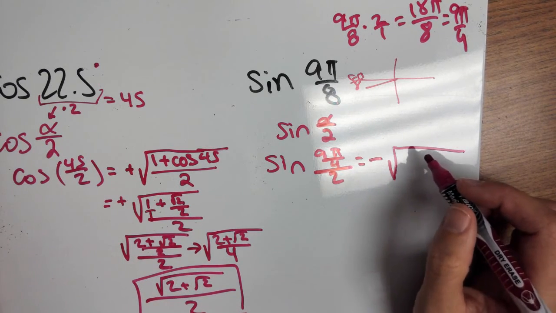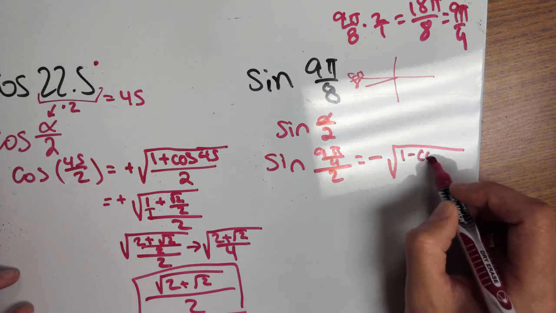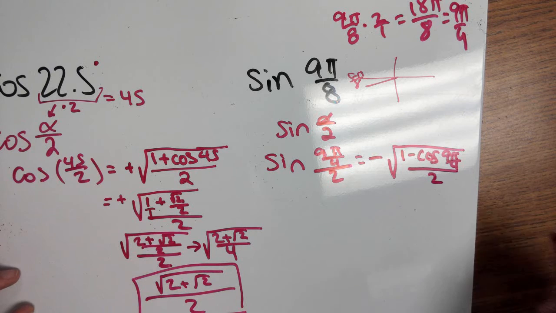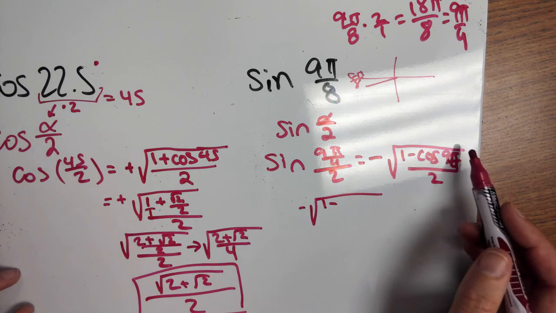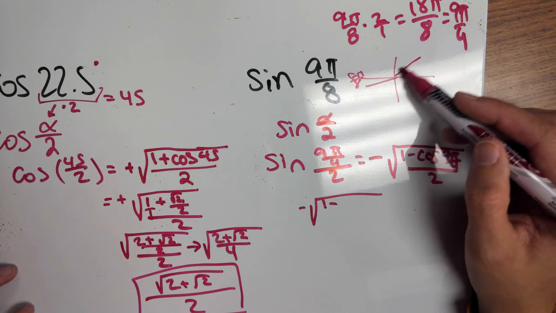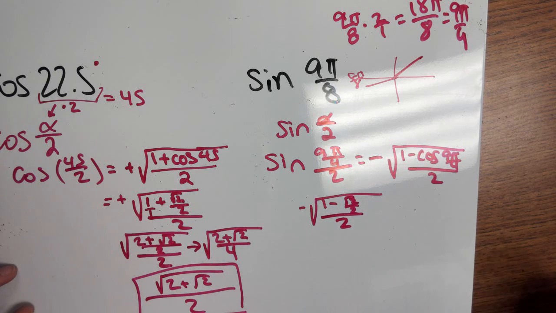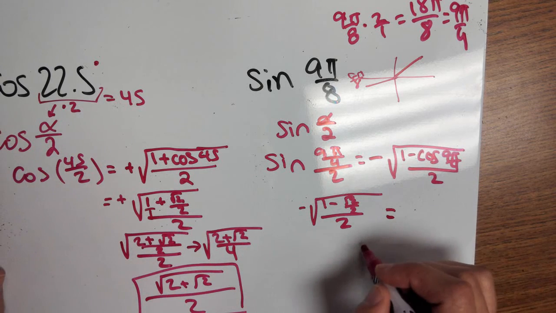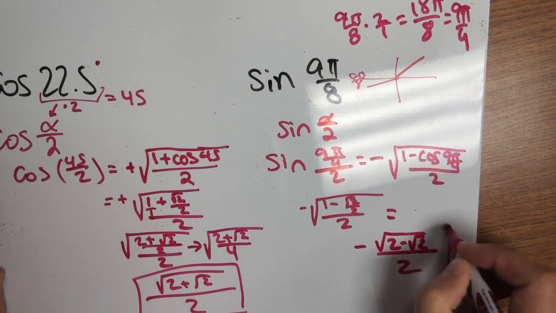Big square root. This time we're going to do the same process, the same format with the cosine, but your formula has a 1 minus cosine of alpha. So alpha is 9 pi over 4, divided by 2. We have the negative square root of 1 minus, now 9 pi over 4 is going to actually fall in the first quadrant. So cosine there is going to be radical 2 over 2, over 2. If we simplify it, the numbers are the same as what we had over here, it's just we have a subtraction. So my final answer will be negative radical 2 minus radical 2 all over 2.